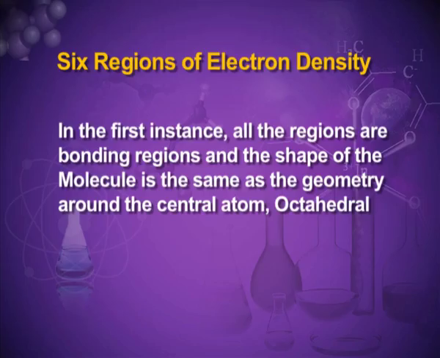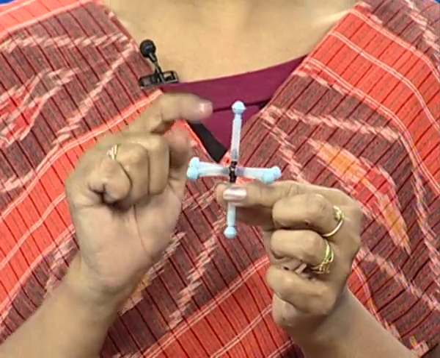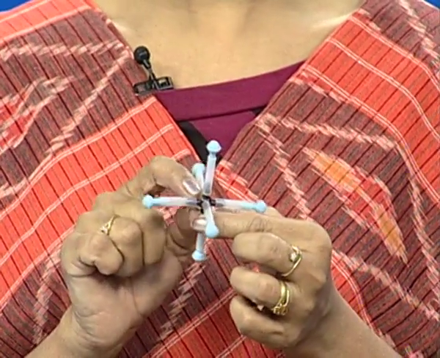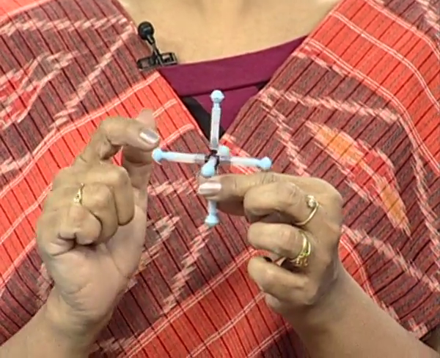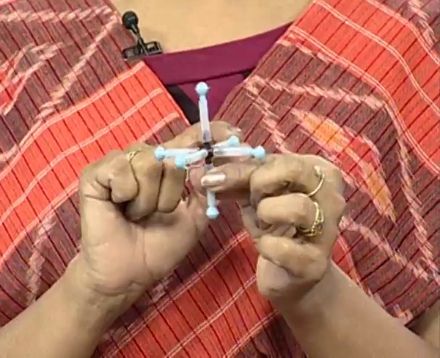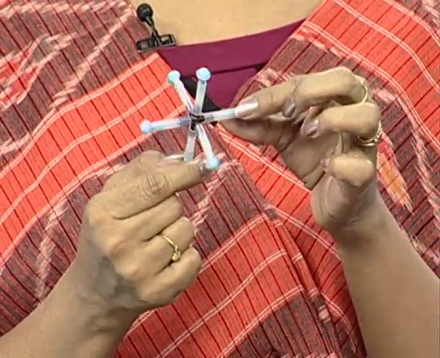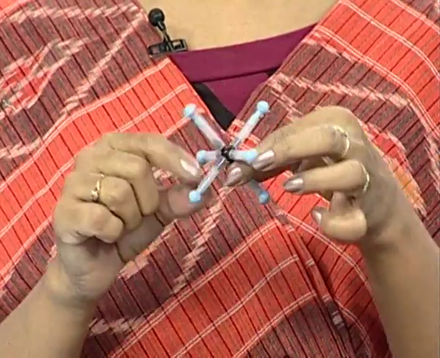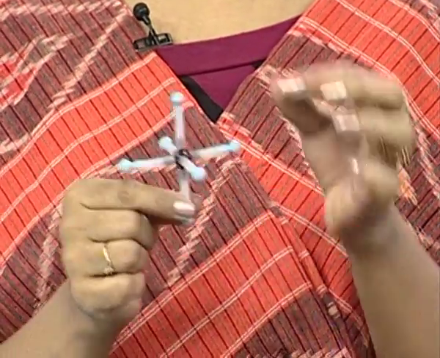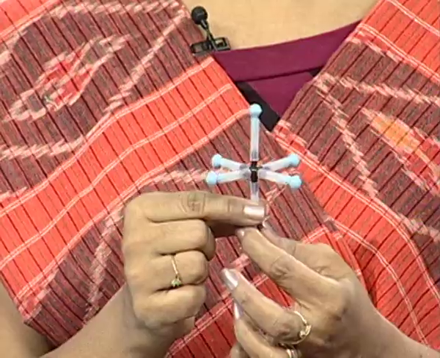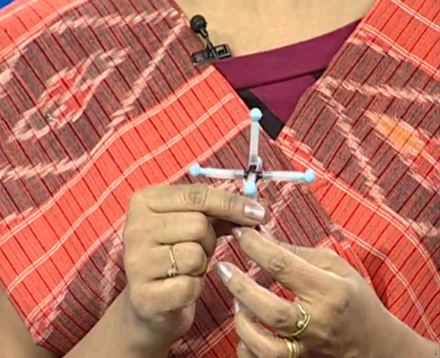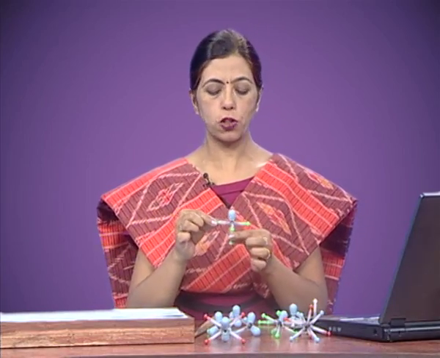Now this is SF6. Here you can see the octahedral shape. This black atom is sulfur and these blue atoms are fluorine. Now you can see the regular octahedral molecule. All these angles are 90 degrees. Now again in this shape the distortions are possible when there are lone pairs. Now let me show you the first possible distortion.